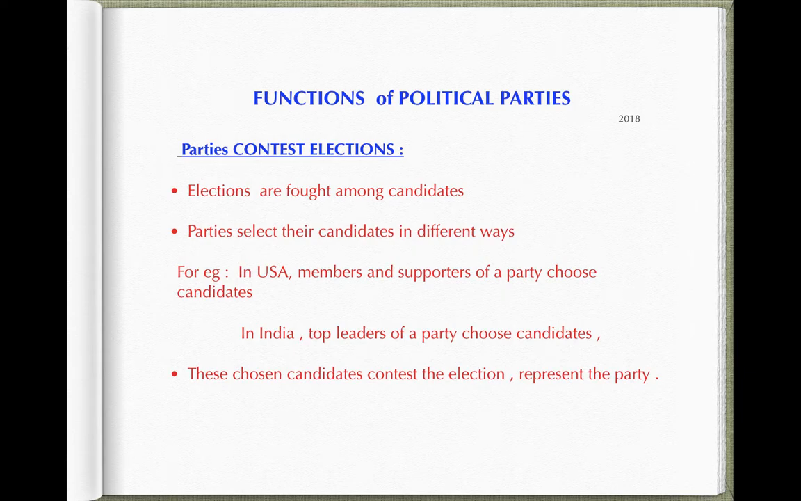Now in most of the elections, the parties choose candidates, and elections are fought among the candidates. Each political party chooses its own candidates from different constituencies. Now the parties select their candidates in different ways. One way is that all the members and supporters of the party come together and choose the candidate. For example, in USA, the members or supporters of a political party come together and choose the candidate who will contest the elections for them.